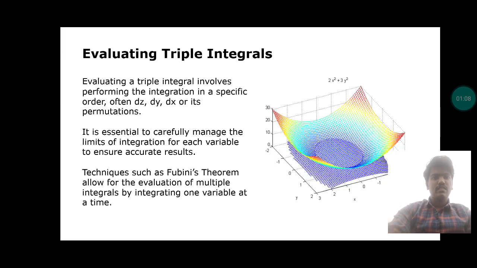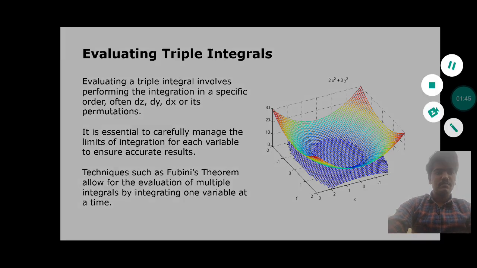Moving on to the next slide, evaluating triple integrals. Evaluating a triple integral involves performing the integration in a specific order, often dz, dy, dx, or its permutations. It is essential to carefully manage the limits of integration for each variable to ensure accurate results. Techniques such as Fubini's theorem allow for evaluation of multiple integrals by integrating one variable at a time.